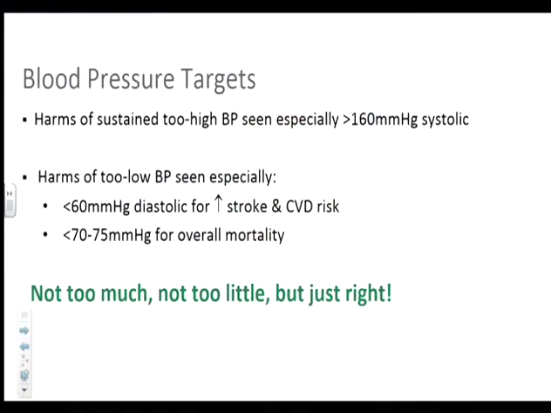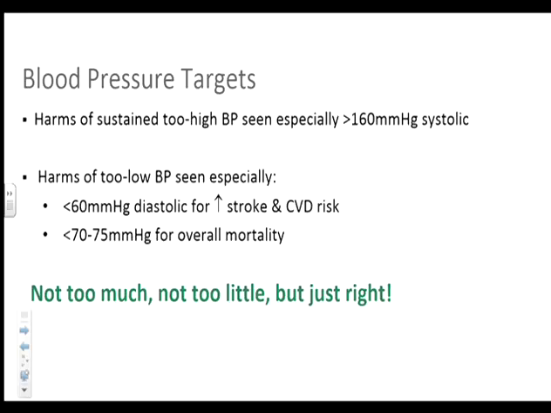However, with heart failure, a lower blood pressure, if asymptomatic, so we're not dizzy, might be necessary to achieve those target doses of those medications that we know offer a mortality benefit. So it's certainly not black and white, and it's a bit of a challenge. But I think this is sort of your take-home message when it comes to blood pressure, is that harms of sustained too high blood pressure are seen when we hit that systolic of over 160, and again, sustained.